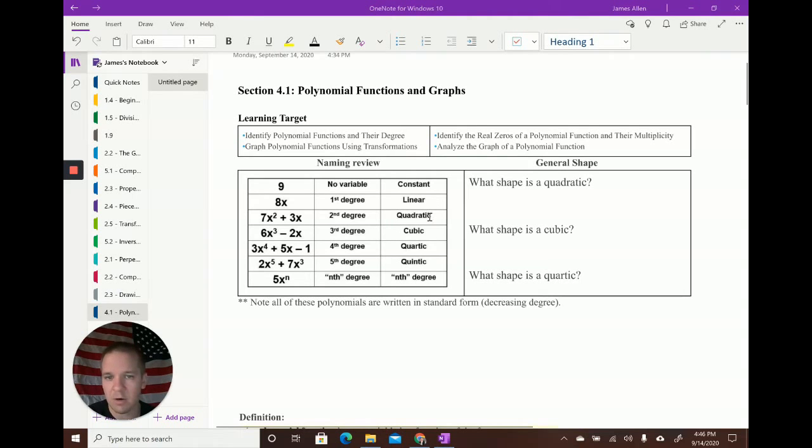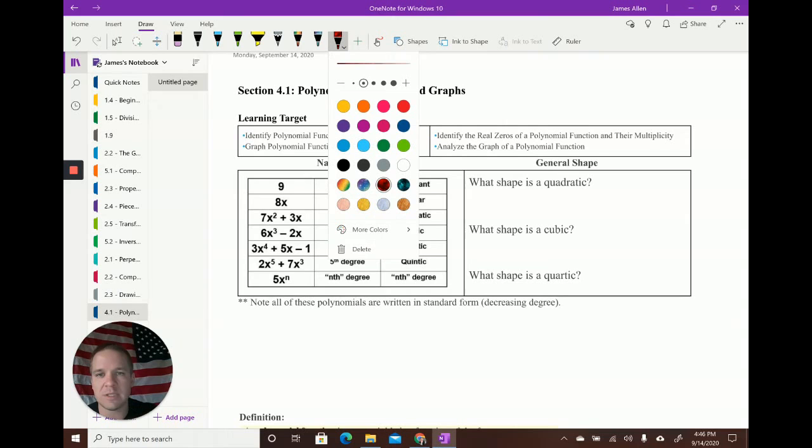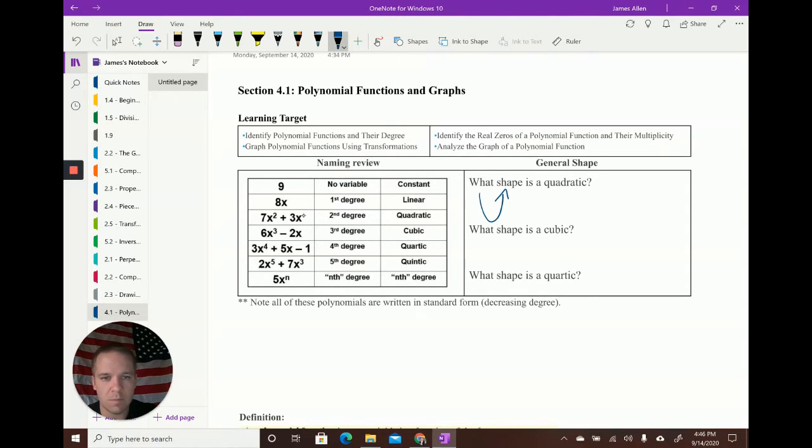names. Linear, quadratic, cubic, quartic, quintic. Beyond that, we just go nth degree, okay? So we're talking about the highest degree, and we like to write them in descending order in standard form, where it starts highest degree and works our way down, all right? So what shape is a quadratic? A quadratic is going to be something, let me get a marker here. It's going to be a U shape, or an N if it's negative.